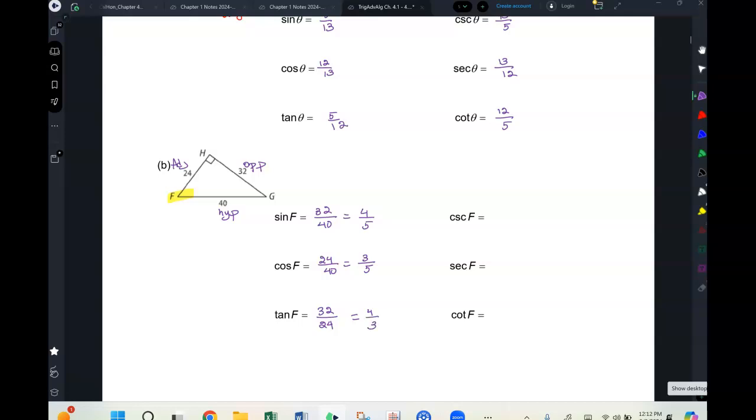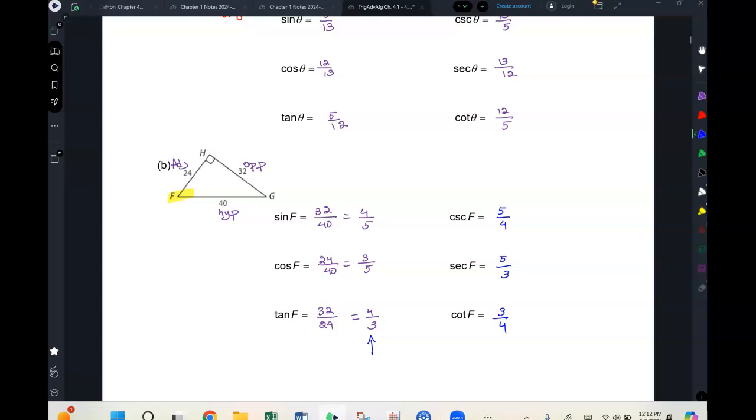4 over 3. Okay, now, the other ones, don't do the work twice, so just get that column, right? So 4 over 5 becomes 5 over 4, 5 over 3, 3 over 4. Okay.